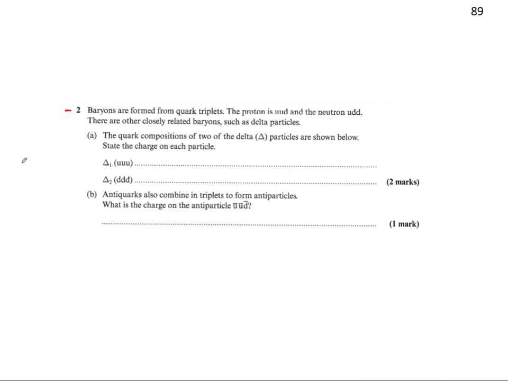Okay, you need to know that the up has got a charge of plus 2/3, the down has got a charge of minus 1/3, and so if you have up, up, up, you would have 6 over 3, which of course is a charge of plus 2, 2/3 plus 2/3 plus 2/3. That will give you 6/3, which is plus 2. Down, down, down will be 3 negative thirds, so that is a charge of -1.